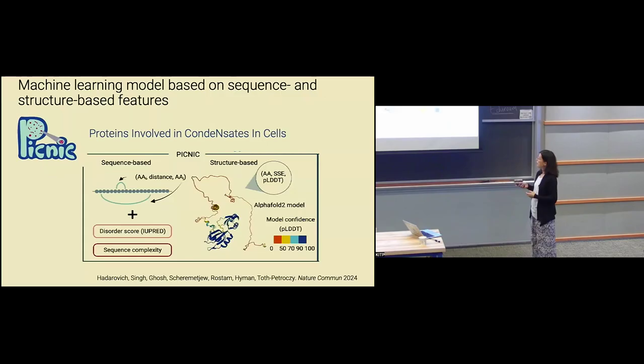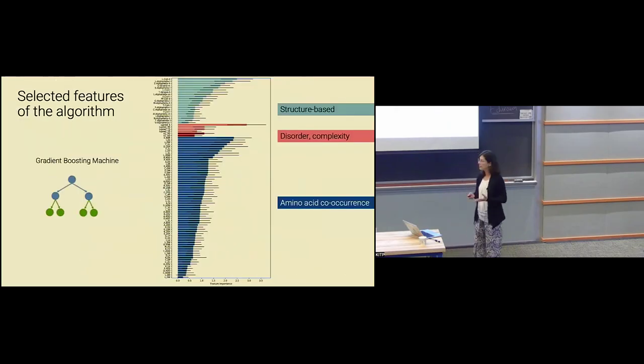And we also have structure-based features, which is the amino acid in a given secondary structure with a given confidence of AlphaFold prediction. And then, given all these thousands of different features, we let our machine learning classifier actually select the most informative ones. So these would be some structure-based features, disorder-based features, and these amino acid co-occurrence-based features that the model actually selected, 93 features at the end.